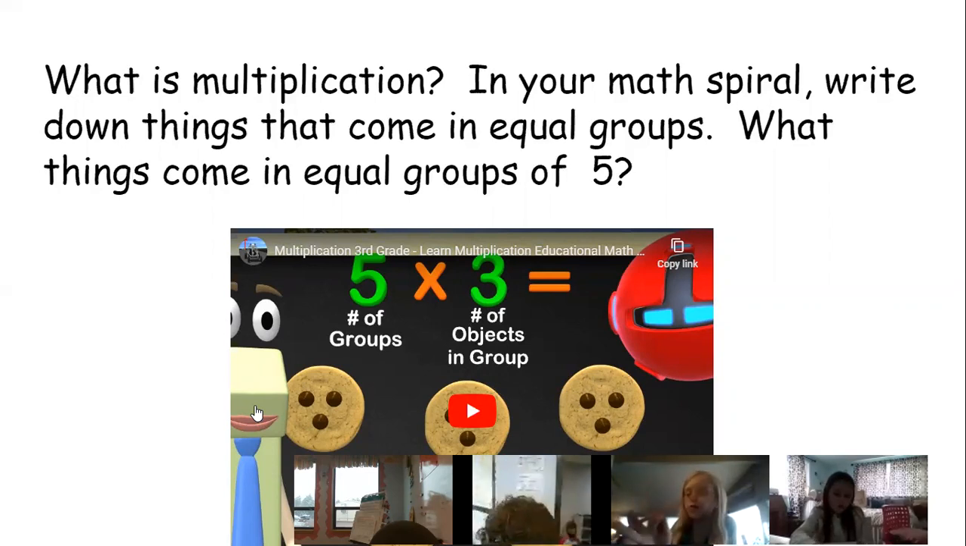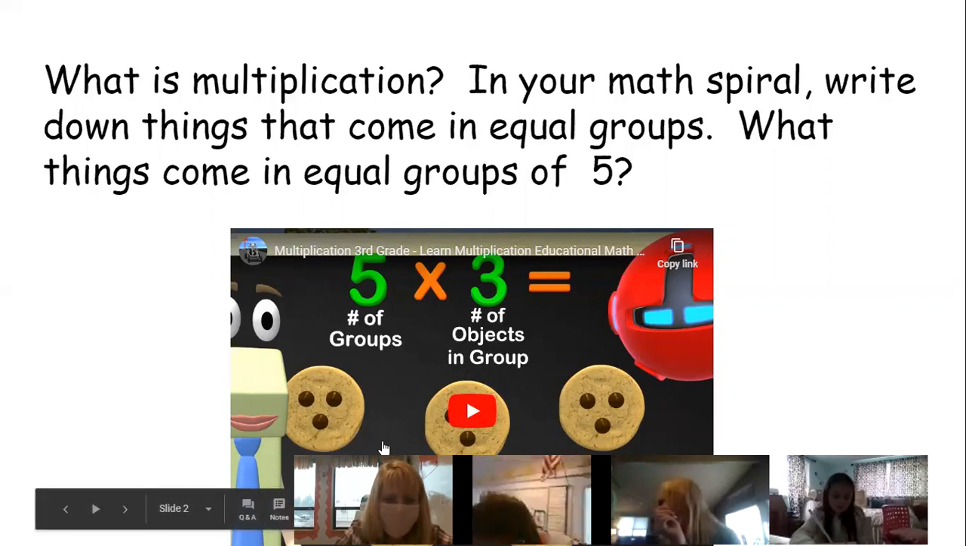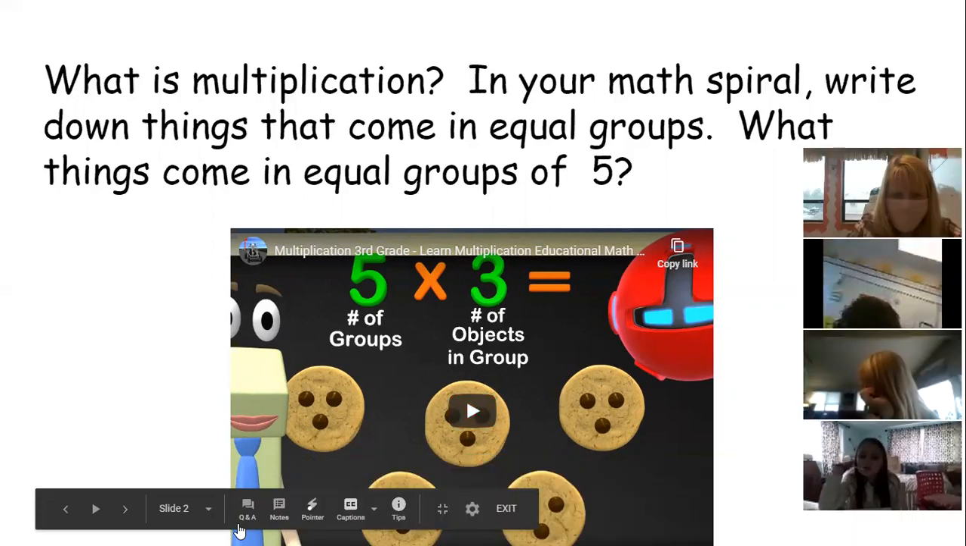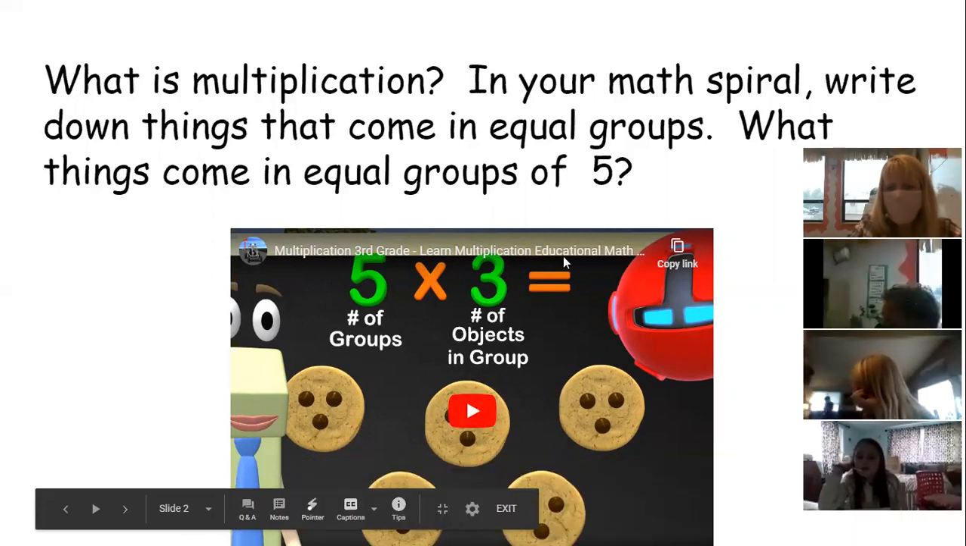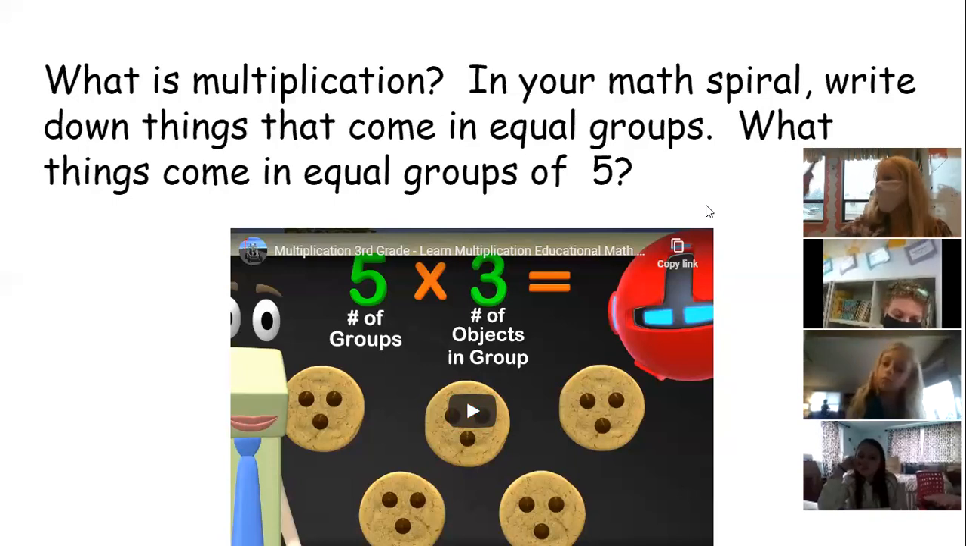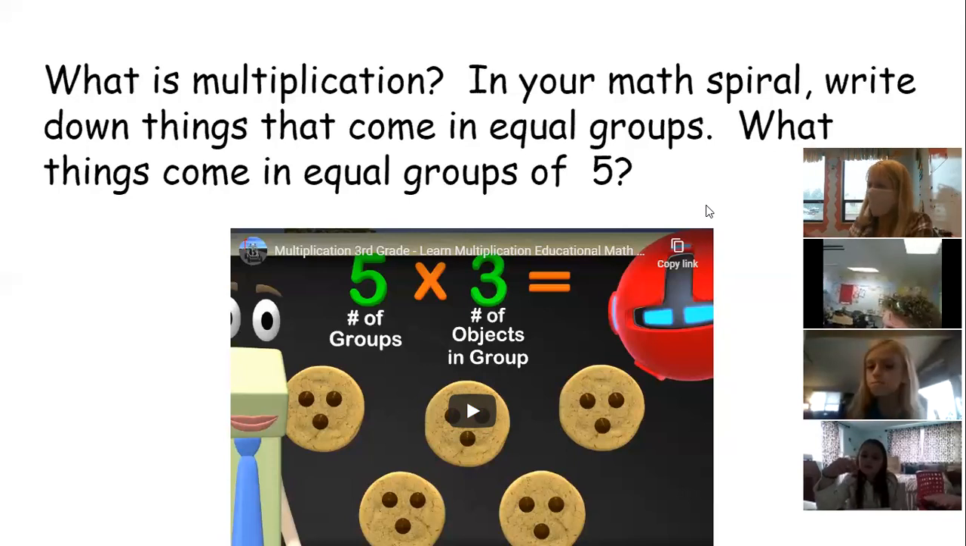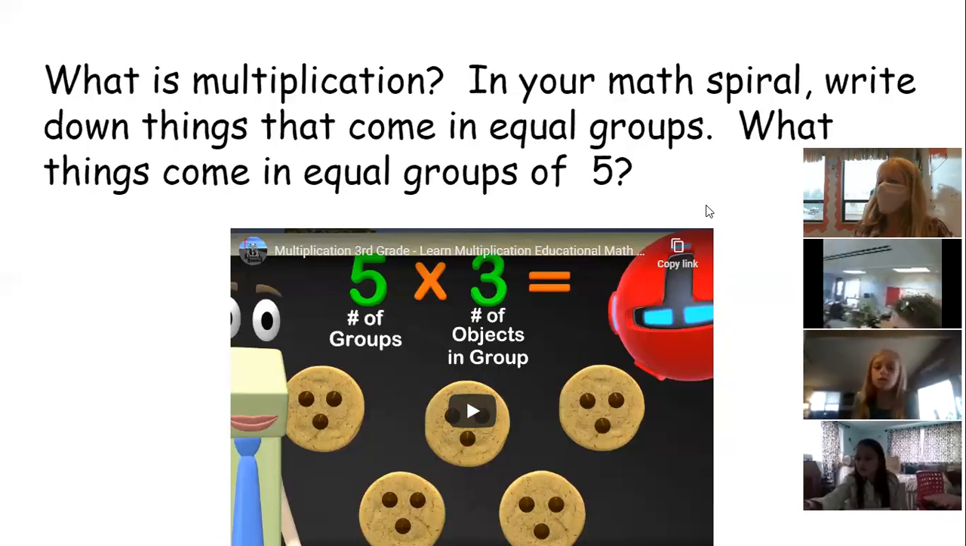Okay, what are some things you thought of that come in equal groups? If you are at home, write it in the chat. I'd love to hear from you. So I'm looking in the chat. I don't see anything. What things come in equal groups? Any ideas? It's you and me today, Sunny. What do you got? What comes in equal groups? Like, maybe you buy at the store, always has the same number. Like 4. What comes in a group of 4?